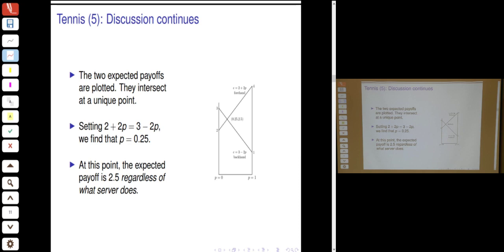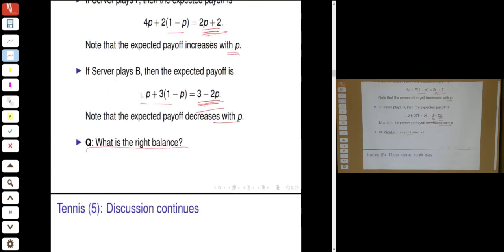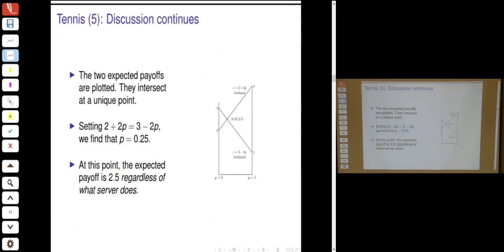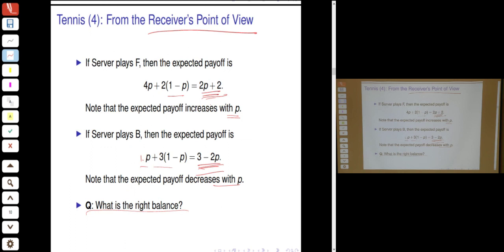The right balance will be found by plotting some graphs and solving some simple equations, but we will discuss the finding of the right balance after a 10 minute break. So, we will meet after 10 minutes.